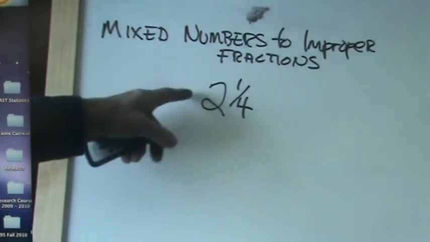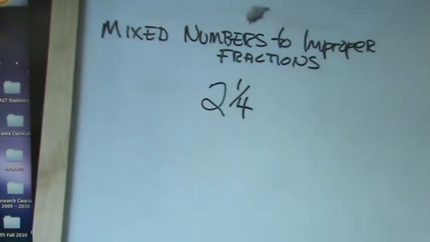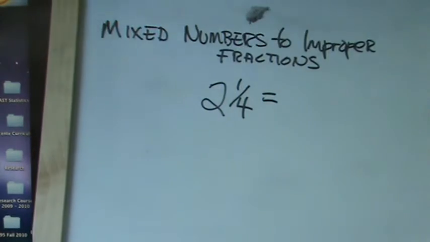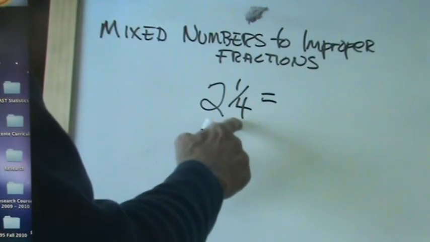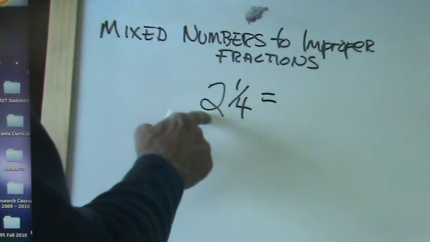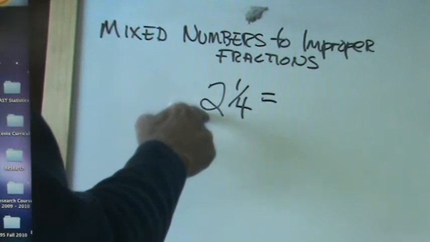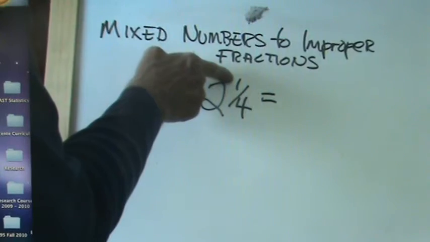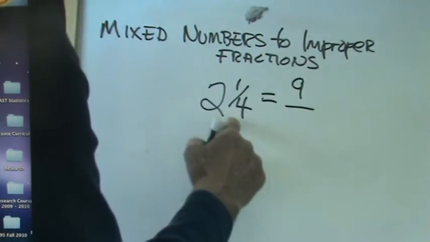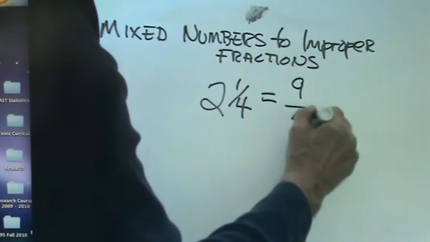Well, we have the mixed number 2 and 1/4. The way we change a mixed number into an improper fraction is you multiply the denominator times the whole number. 4 times 2 is 8. I add the numerator. 8 and 1 is 9. And I use the same denominator.